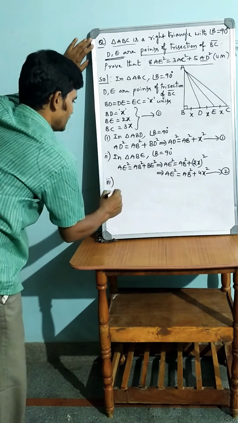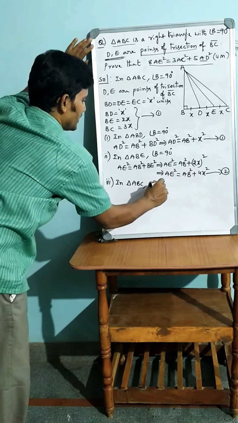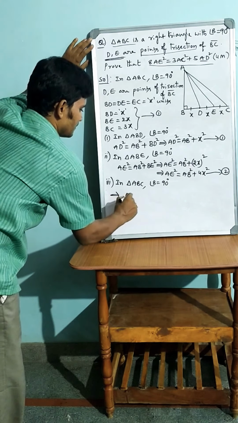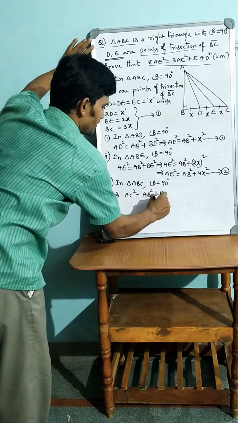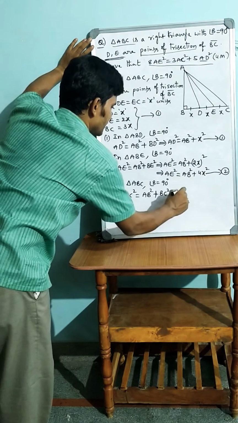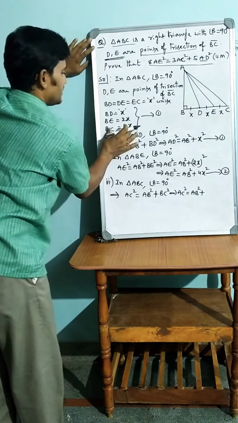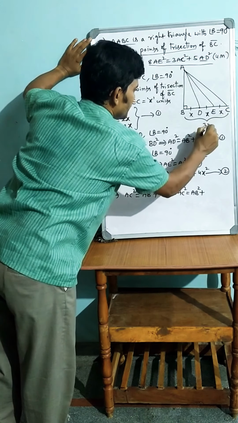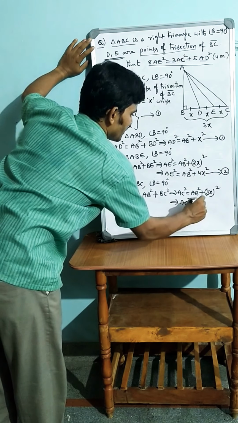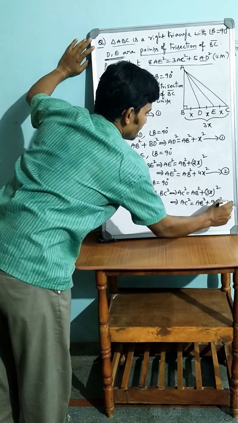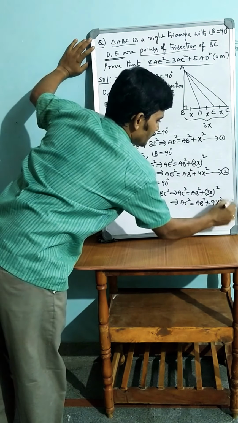Similarly, go for the third right triangle, that is the main triangle ABC, angle B is 90 degrees. By Pythagoras theorem, the square of the hypotenuse is equal to the sum of the squares of the legs of the right angle, that is AB square plus BC square, which implies AC square is equal to AB square plus 3x whole square, because this total length becomes 3x, which implies AC square is equal to AB square plus 9x square, that will be 3.